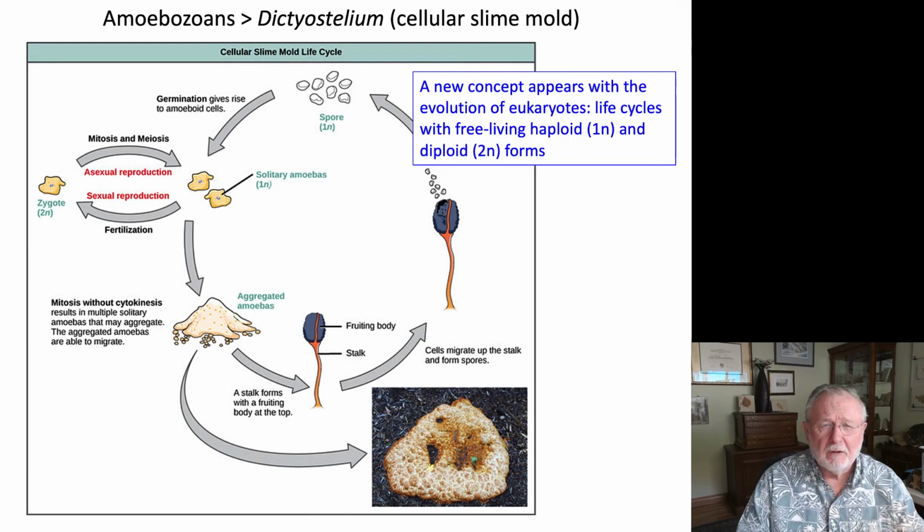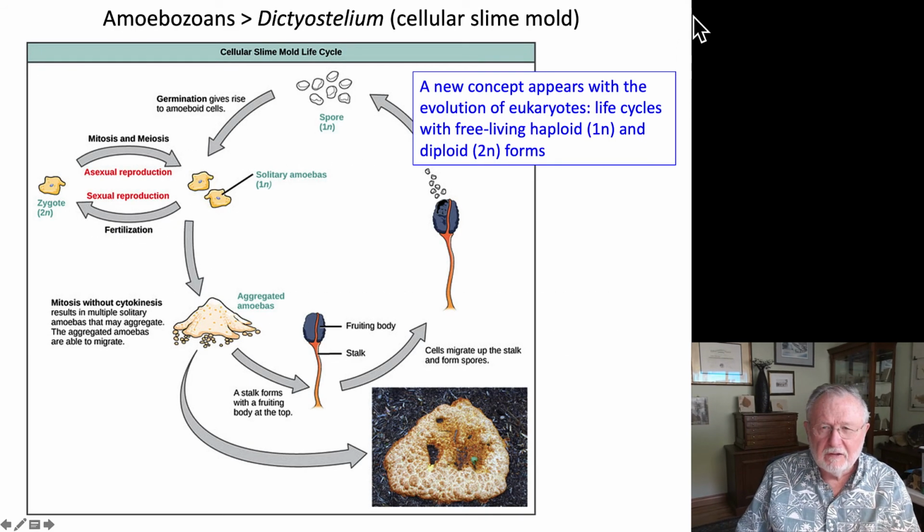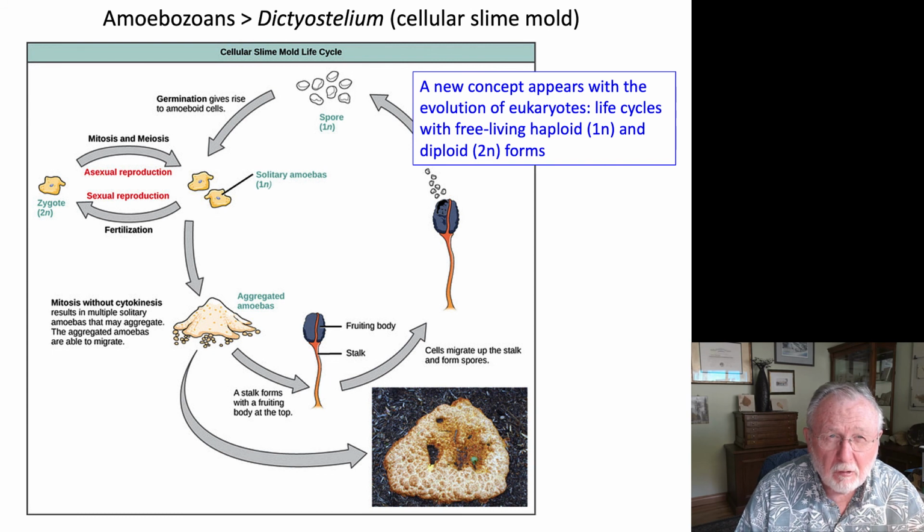There's another feature that we see when we begin to look at eukaryotes, and that is that the life cycle becomes more complex. With the evolution of the eukaryotes, we often find that we have a free-living haploid cell and another often free-living cell type, which is the diploid form, 1N versus 2N. Well, that'll be the topic when we talk about plants invading land, angiosperms, and gymnosperms.